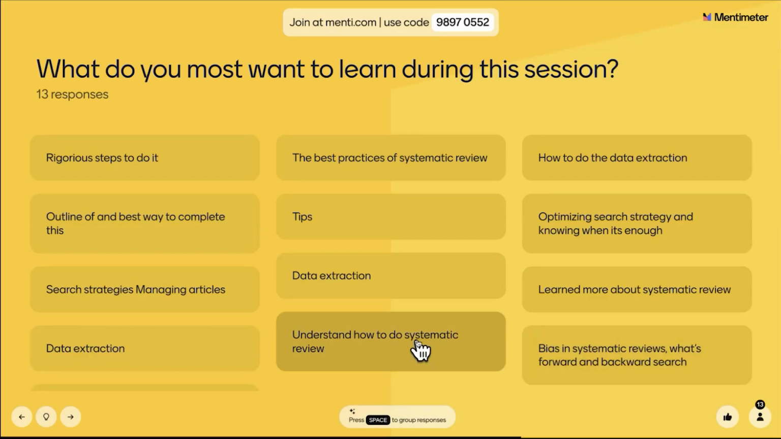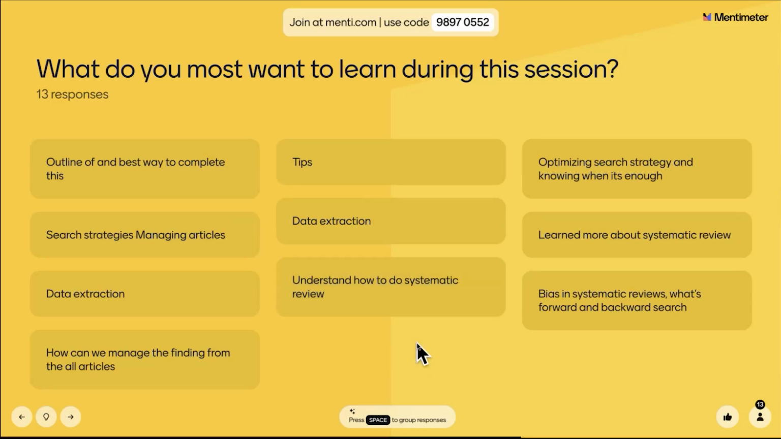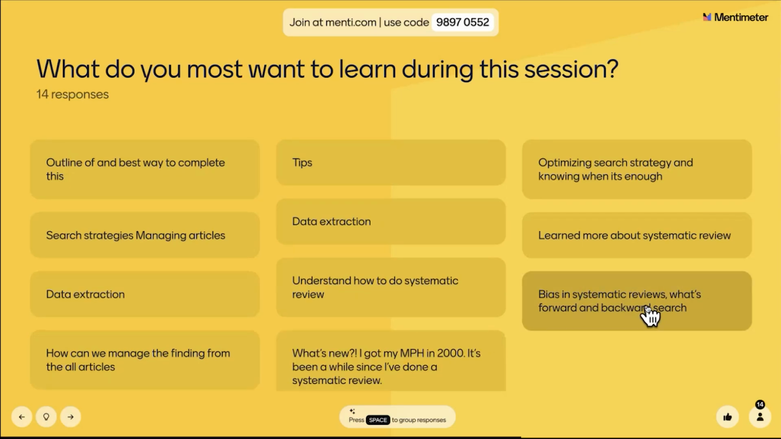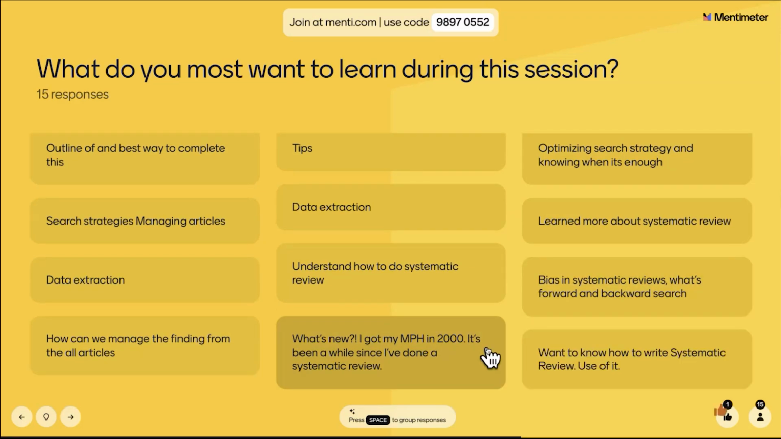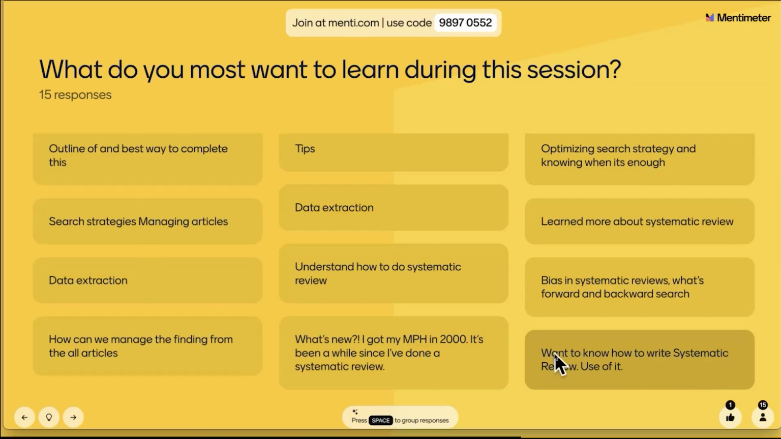So definitely people are interested in data extraction. So I'll make sure then to find out how to do them, the bias. Oh, backwards and forward searching. Okay, if I don't address it in the presentation, just bring this up again, the backward and forward searching. Yeah, because I'm happy to address that. Okay.